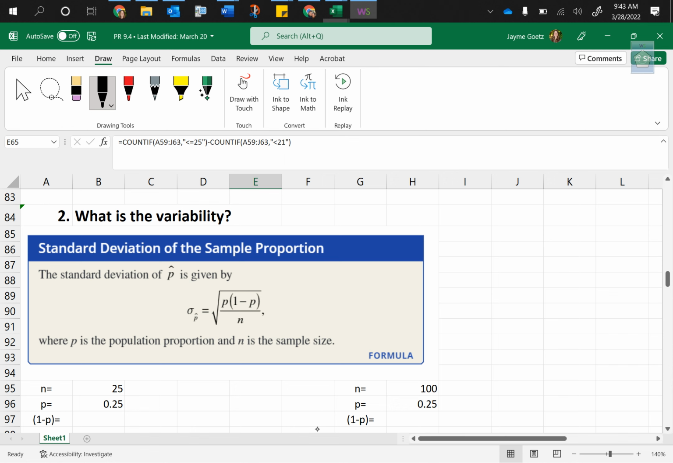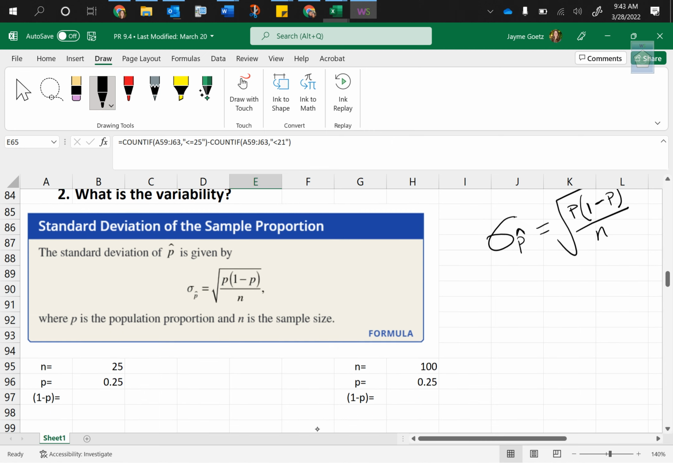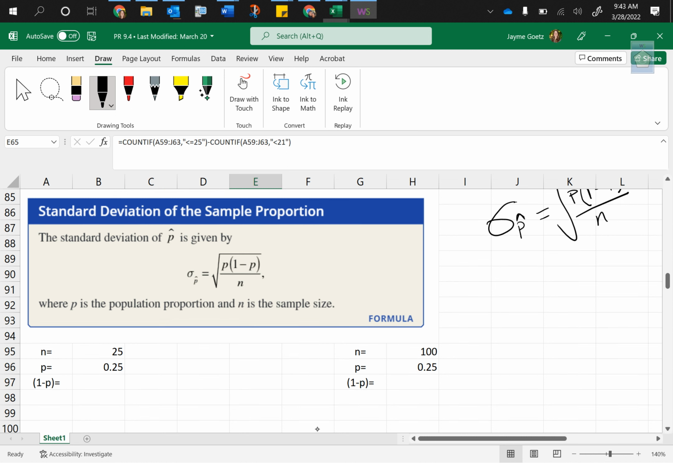Now, something they don't have on here that you should be aware of is if they wanted you to find the variance, remember it's just the square of that, so it's just p times 1 minus p over n. If you should need to use that, they probably won't give it to you. They'll only give you one or the other, and you'll just have to remember that one is the square of the other.